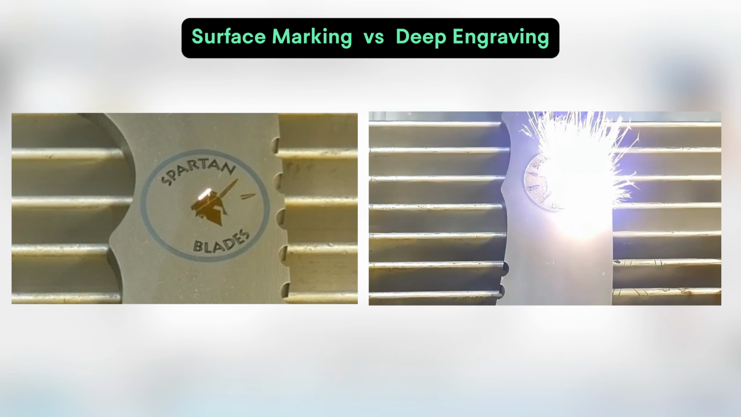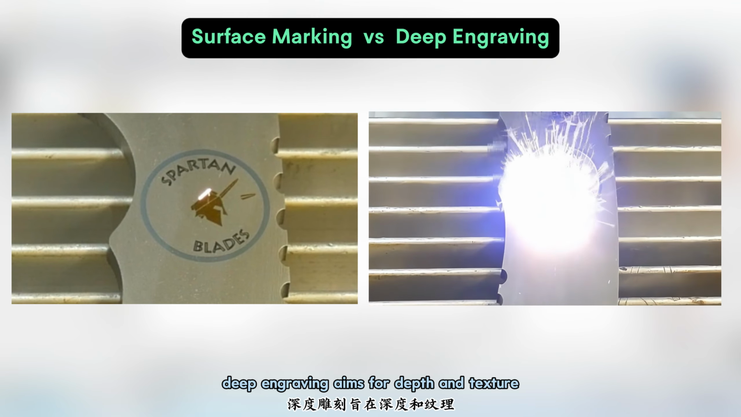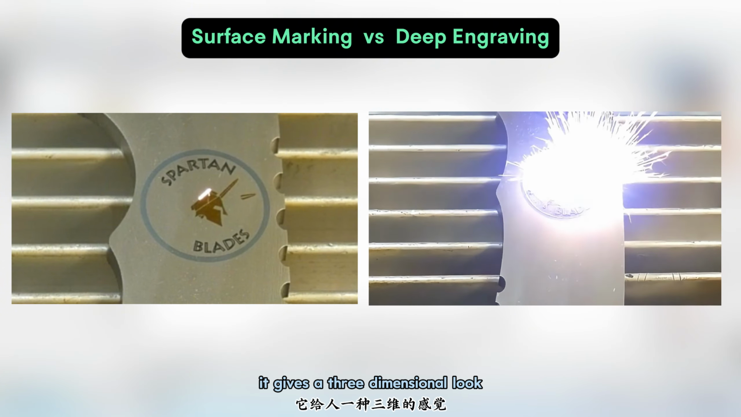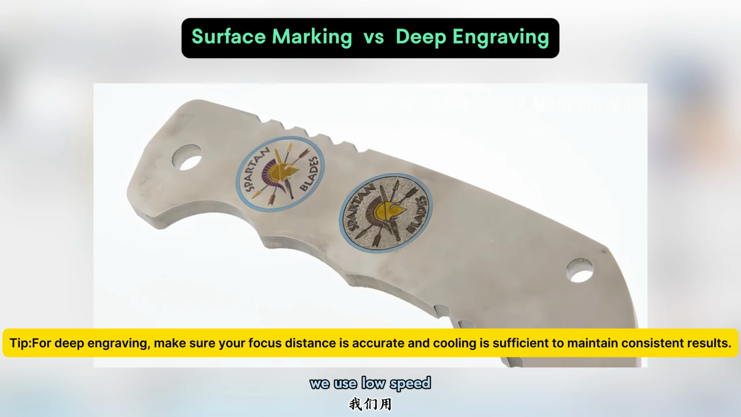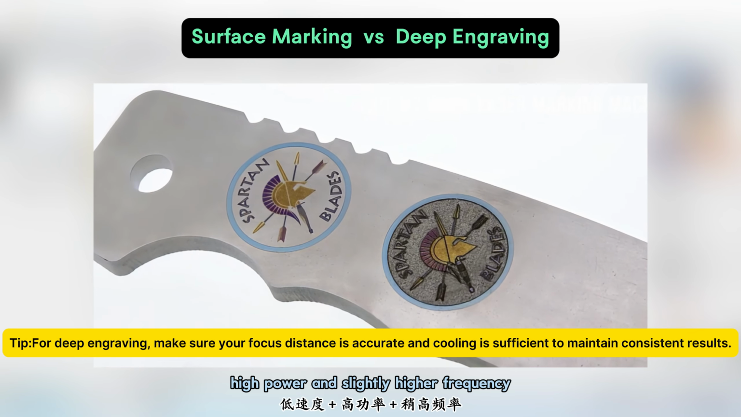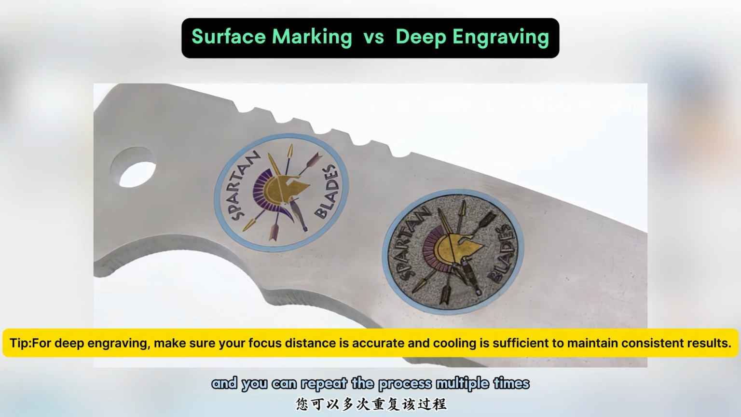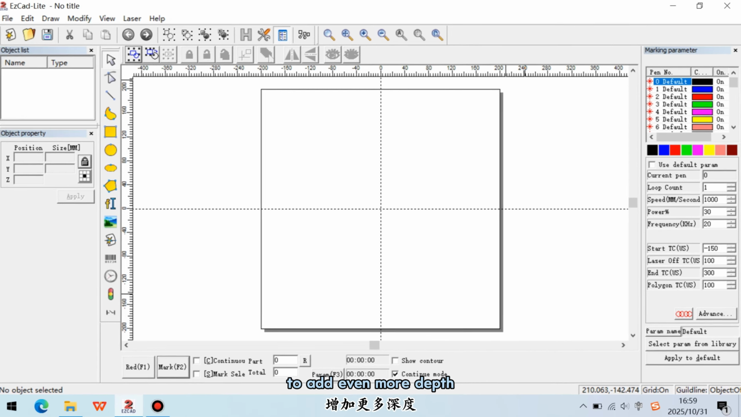On the other hand, deep engraving aims for depth and texture. It gives a three-dimensional look and makes the mark more durable. To achieve that, we use low speed, high power, and slightly higher frequency, and you can repeat the process multiple times to add even more depth.